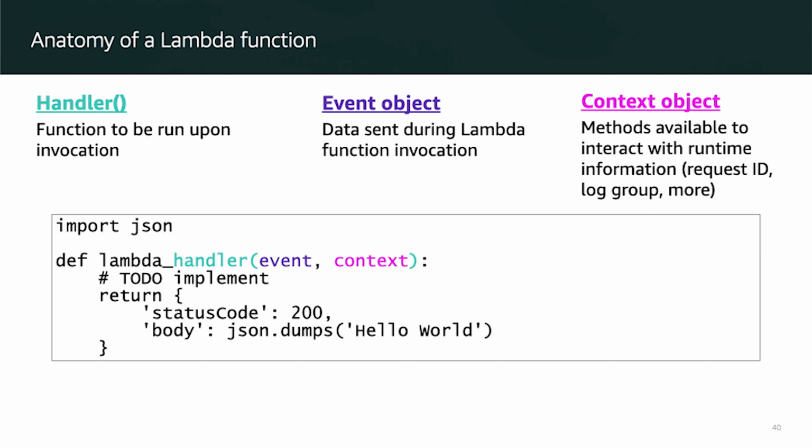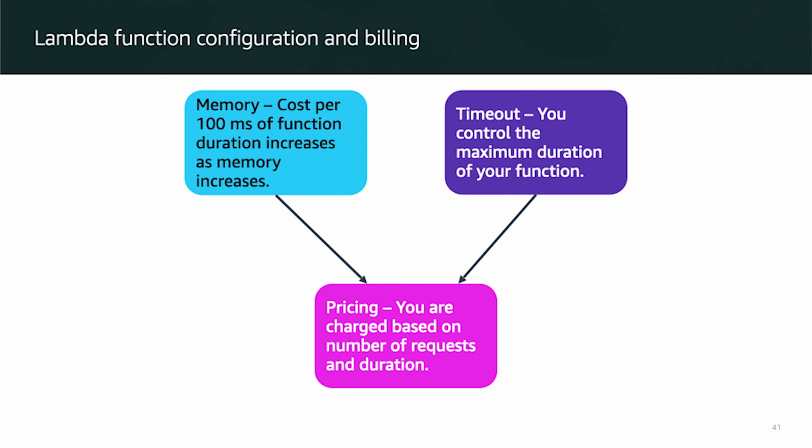So in Lambda function, the configuration and billing, you will look to the memory. You specify the amount of memory you want to allocate to your Lambda function, and the Lambda then allocates CPU power that is proportional to the memory. Lambda is priced so that the cost per 100 milliseconds of function duration increases as the memory configuration increases.